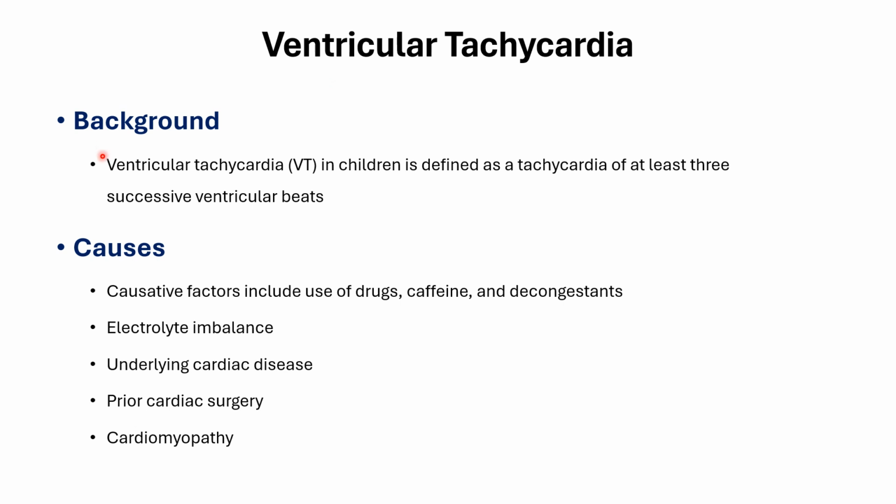Definition of ventricular tachycardia in children is tachycardia of at least 3 successive ventricular beats. When we say ventricular, it means that the QRS will be wide and bizarre. Wide complex, not narrow complex. If it's narrow complex, it will be supraventricular, not ventricular. Ventricular is when the complex is wide, and we'll see it in the example.